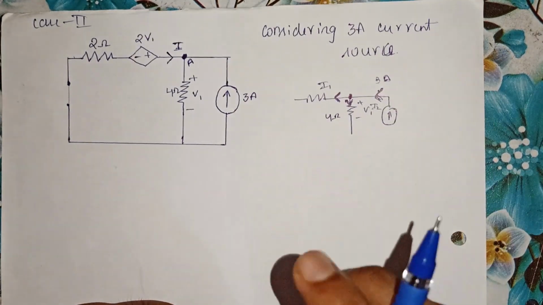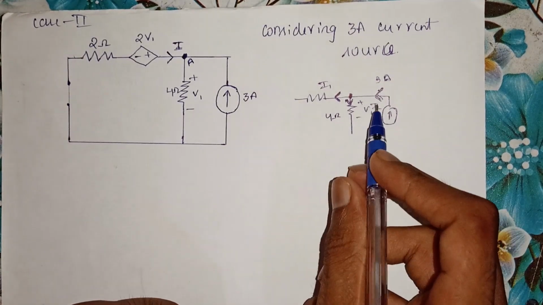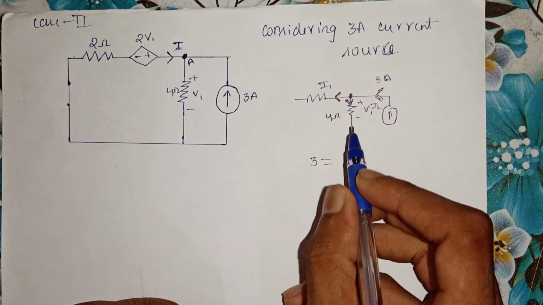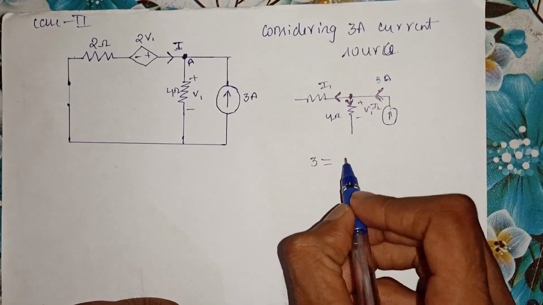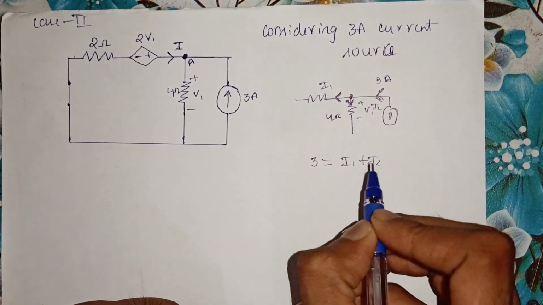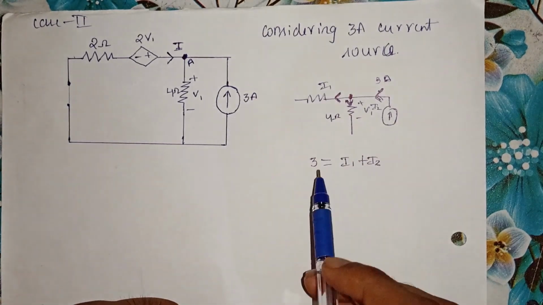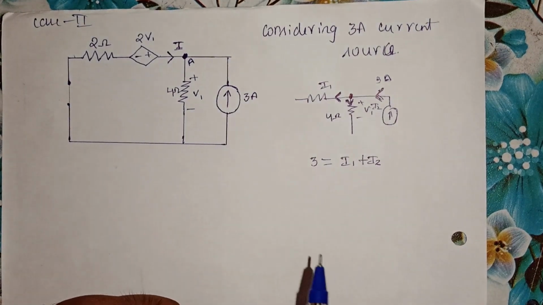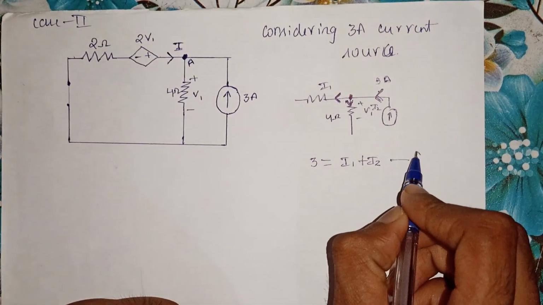So my total KCL equation would be: the current entering, 3 ampere, is equal to I1 plus I2, these being the currents that are leaving the junction. So current entering is equal to current leaving as per the KCL equation. Call this equation 1.